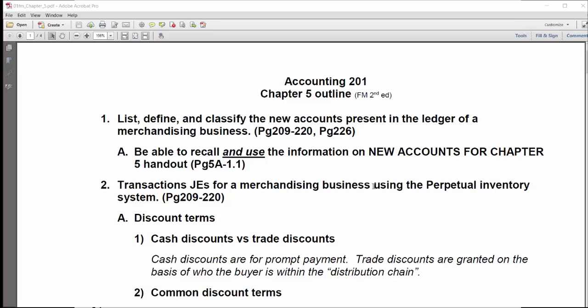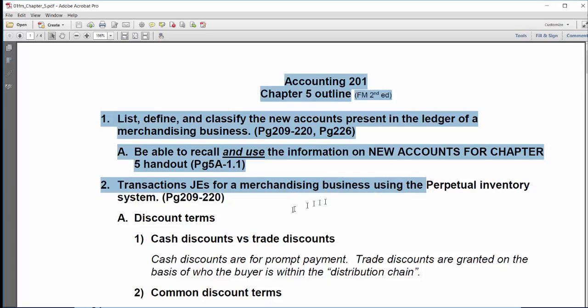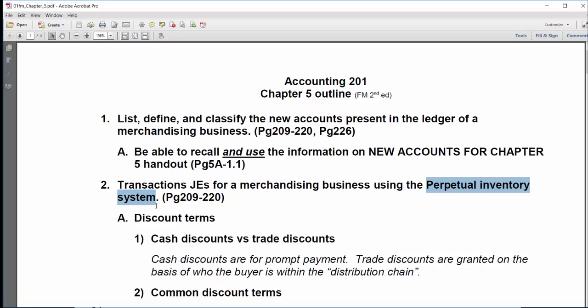One of the first things is we're using a perpetual inventory system. That means we're perpetually or always keeping track of our inventory. So all of our merchandise, we're supposed to know how much we have on hand at any one point in time. Additionally, in business-to-business transactions, there are typically discount terms given between the businesses.